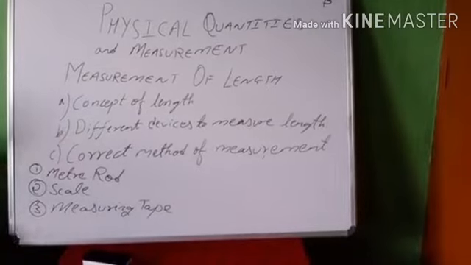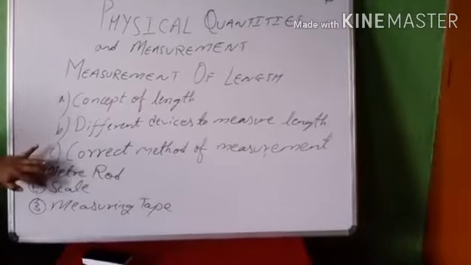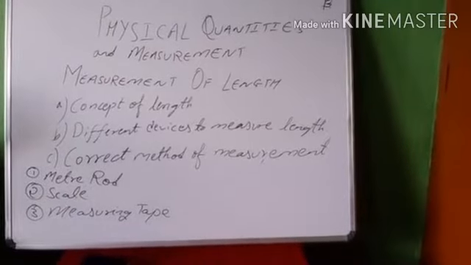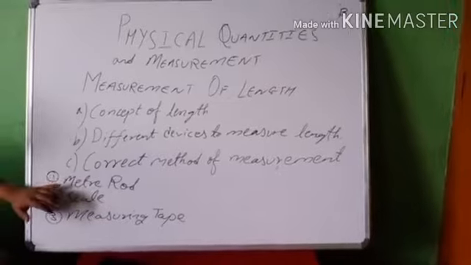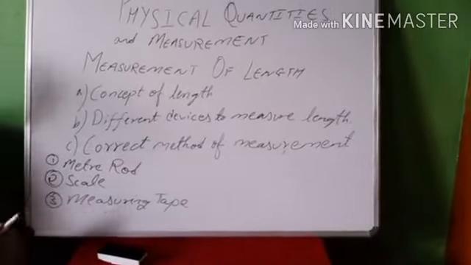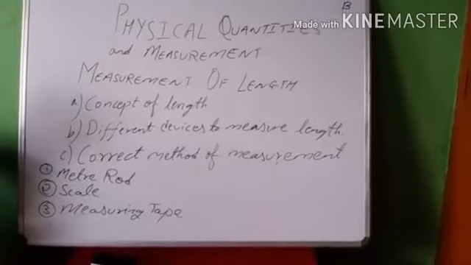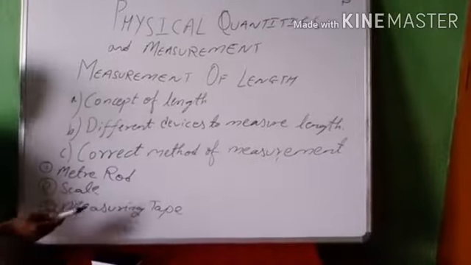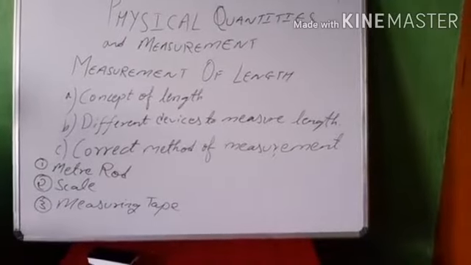Topic number 2, different devices to measure length. There are basically 3 types of devices: meter rod, scale, and measuring tape. Meter rod is used by cloth merchant to measure the length of the cloth. It is called meter because it is exactly 1 meter long. That's why it is called meter rod or meter scale. Then you find the marking from 0 to 100 centimeter, which makes up 1 meter.